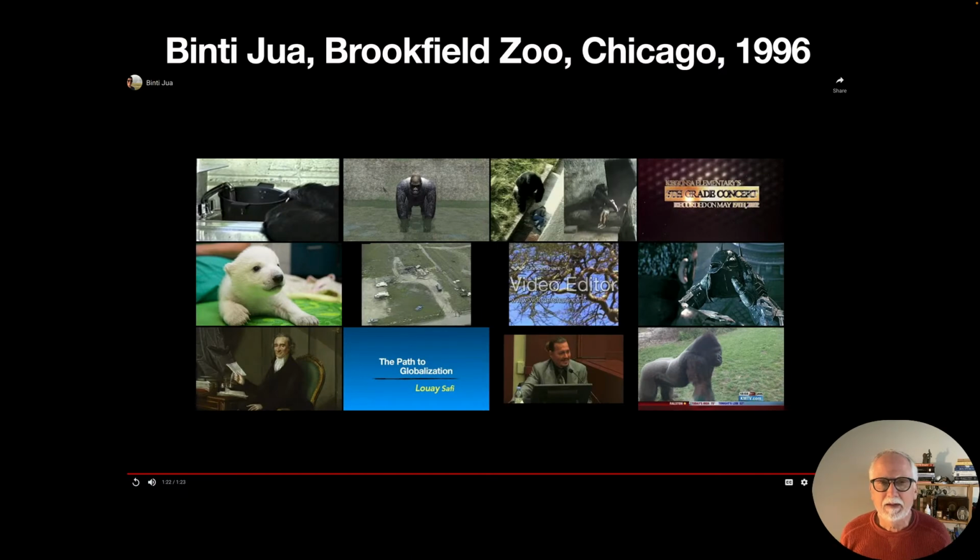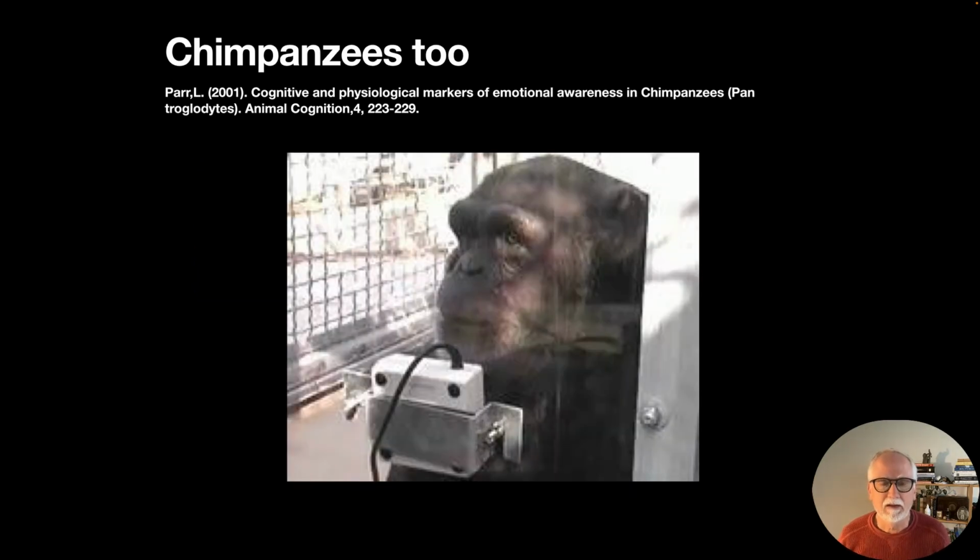And so we don't really know in this case whether or not the gorilla is showing empathy, sympathy for the child, but it sure made a good story at the time. Now, in terms of anecdotes, there's many of those kind of anecdotes, but there's also some experiments that have been done on non-human primates. Here's an example of a study that was published with chimpanzees in 2001.